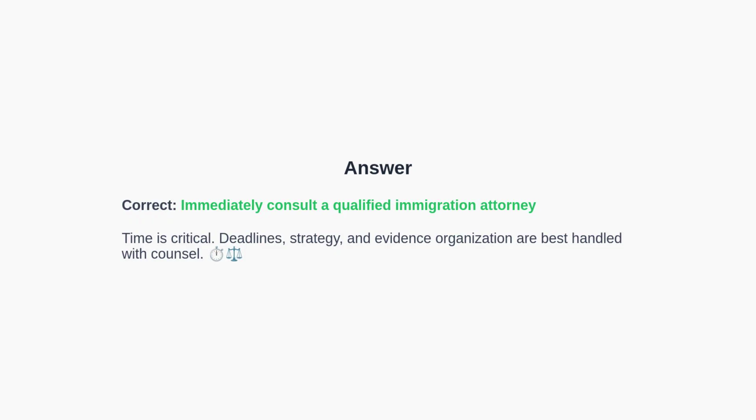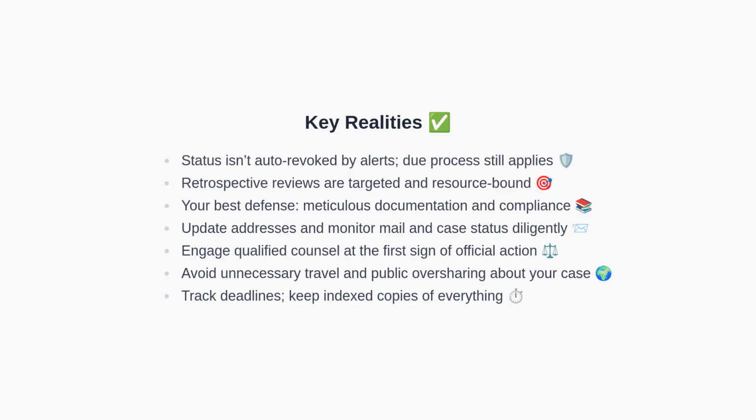Next, let's consolidate the most important takeaways. These are the essential points. Policy alerts do not automatically revoke status. Retrospective reviews are targeted and constrained by resources. Maintain meticulous documentation and strict compliance. Keep addresses updated and monitor all communications. Retain counsel at the earliest indication of official action. Avoid risky travel and minimize public exposure of case details. Track deadlines carefully and keep indexed copies of all materials.